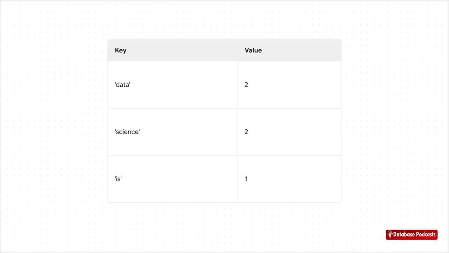And boom, here's the final act. The reducer gets the key data and its list of values, which is 1, 1. It just sums them up. 2. It gets science and its list. 1, 1. Sums it. 2. And is just has a single 1, so the answer is 1. And just like that, we've counted our words in a completely distributed way.